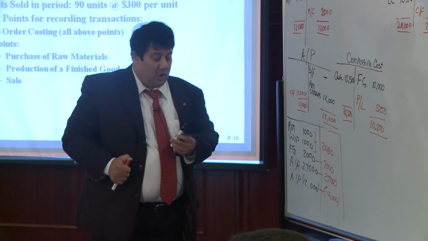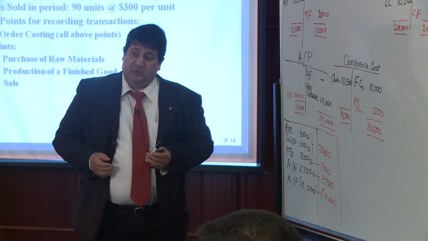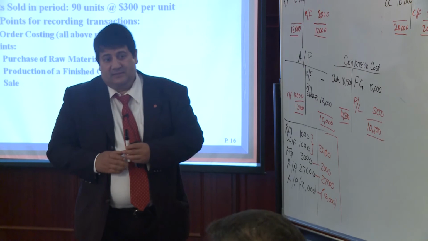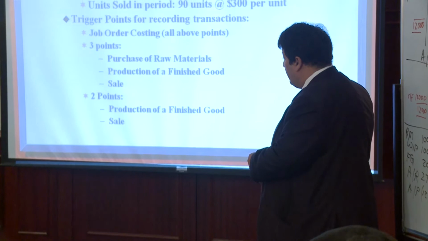The auditor will be happy, but you have reduced an incredible amount of keeping track of all the products in work in process. What do you think? Now my workload is getting less. Okay? Can you do better? What about only 2 points? When we finish a product, and when we sell.